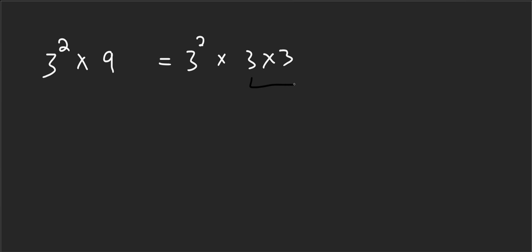If I'm given 3 to the power of 2 multiplied by 9, how can we find the product of this? Well, 9 can be written as 3 multiplied by 3, and 3 multiplied by 3 can be written as 3 squared. Then 3 squared multiplied by 3 squared is equal to 3 to the power of 4, and 3 to the power of 4 is 81.